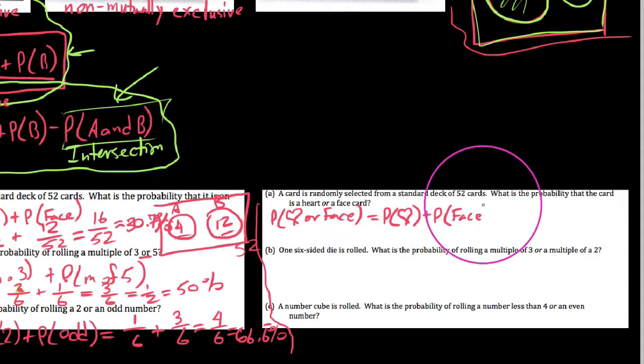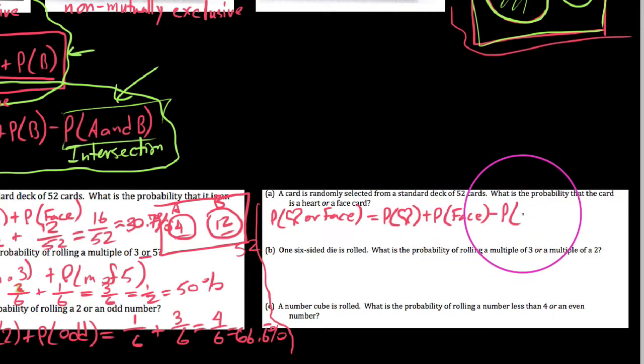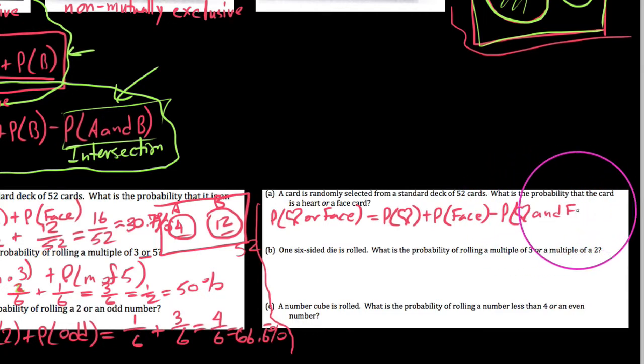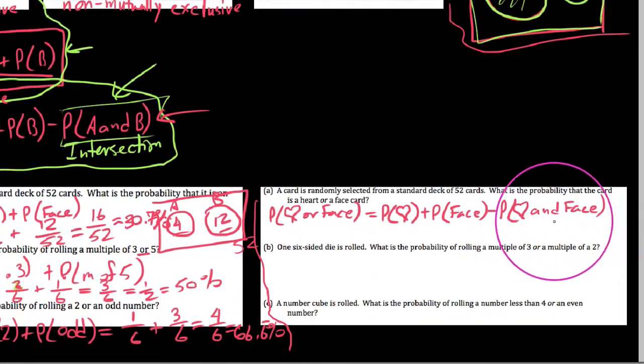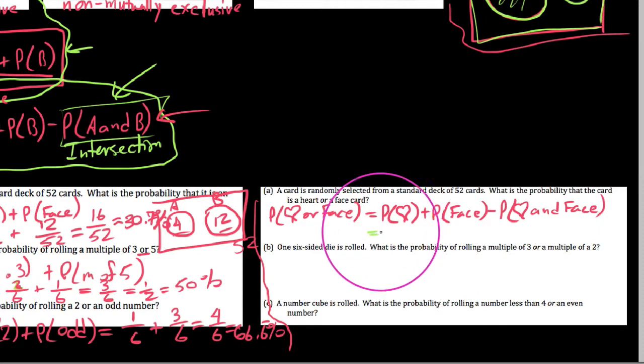I mean, that's the simplifying factor here. But notice this, there are face cards that are hearts. There's the Jack of Hearts, the Queen of Hearts, and the King of Hearts. So we need to subtract off all of those, the probability of a heart and a face at the same time. So we're using this second formula right here where we have to take off the ones that we had counted twice. Okay, so we say how many hearts are there in a deck?